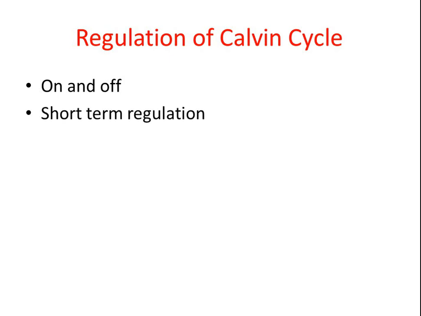Short-term regulation of the Calvin cycle is achieved by several mechanisms that optimize the concentration of intermediates. This minimizes reactions operating in opposing directions, which would waste resources. Two general mechanisms can change the kinetic properties of enzymes.